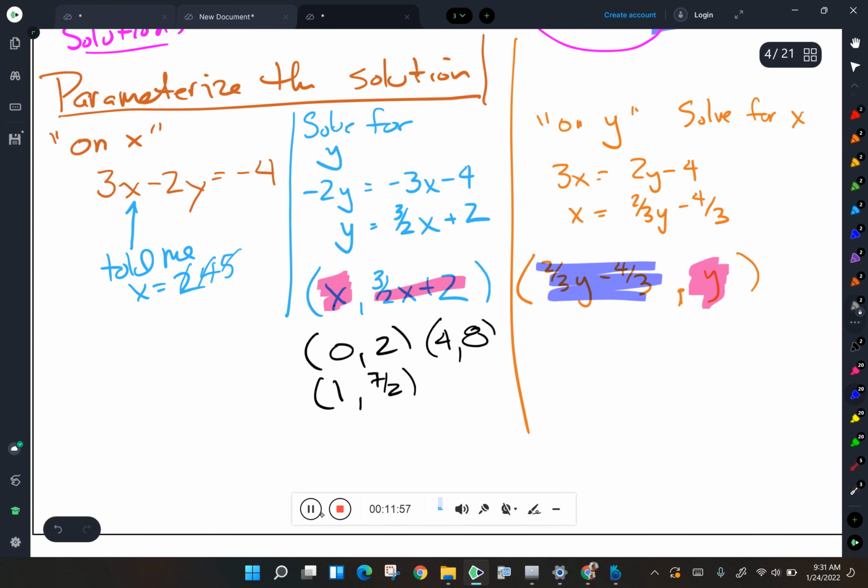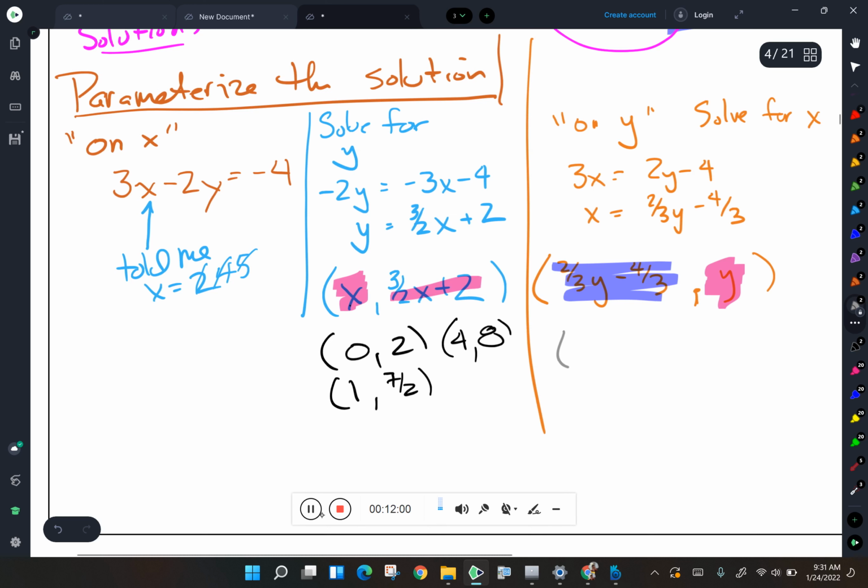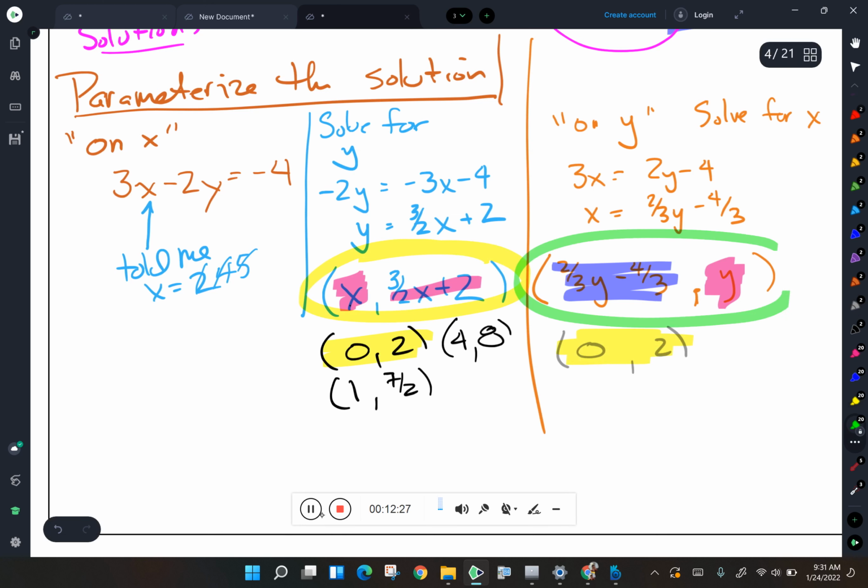Like if you told me that one solution was when y was 2, I'd plug in 2 over here and I get 2/3 times 2 is 4/3, and 4/3 minus 4/3 is 0. You'll see that I get the same solution here as I would there. It's just, what did you tell me? What is the free variable? Some refer to it as that. And then what is the dependent variable? So here, the free variable is x, the dependent variable is y. Here, the free variable is y, and the dependent variable is x.